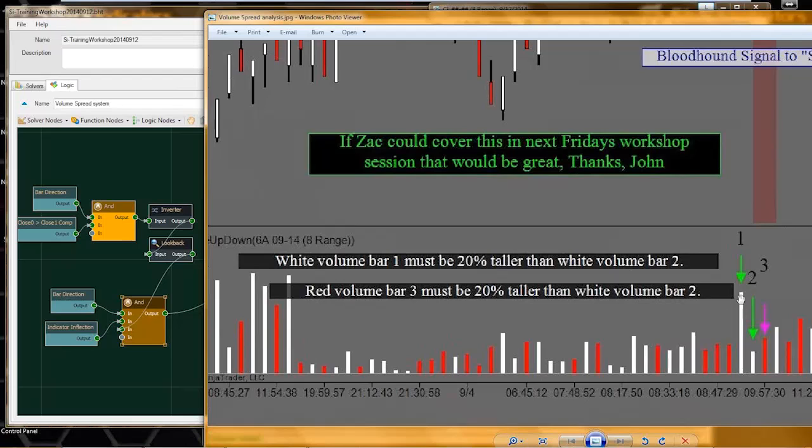So back to the analysis of the volume here, right? Volume bar 1 has to be 20% taller than volume bar 2. And then volume bar 3 has to be 20% taller than volume bar 2. So we can see we have this little dip in volume here that we're looking for.